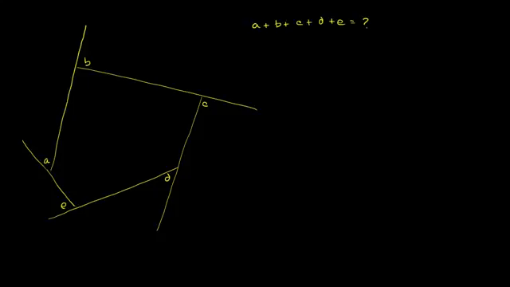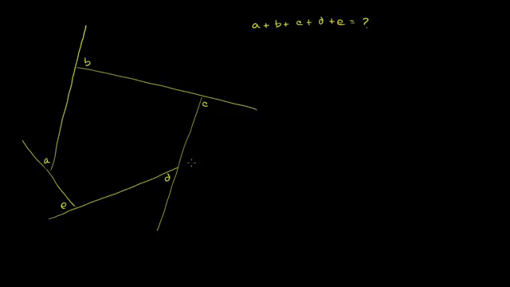Now this looks like an interesting problem. We have this polygon. It looks like a pentagon right over here. It has 5 sides. It's an irregular pentagon. Not all the sides look to be the same length. And the sides are kind of continued on, and we have these particular exterior angles of this pentagon. And what we're asked is, what is the sum of all of these exterior angles?